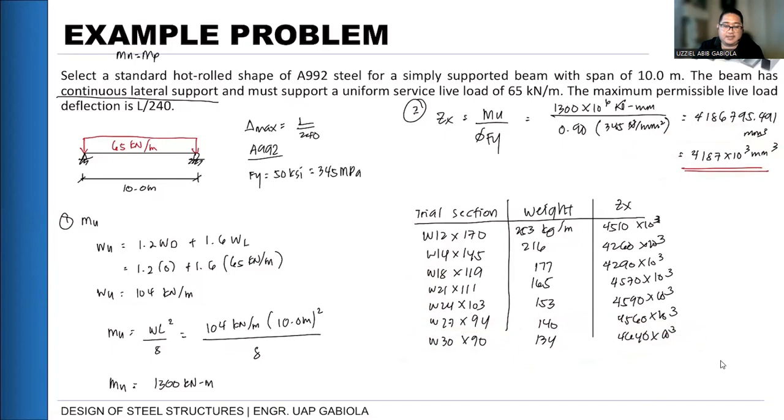So, kailangan i-calculate natin yung ZX ng section, yung actual Z kapag gamit natin yung section na yon. Kasi 'di ba, kinuha natin yung weight. So, meron na tayong value for self-weight. So, meron tayong makukuhang bagong value ng WU, and then meron tayong makukuha na bagong value ng ZX. Dapat yung ZX na makalculate natin is less than doon sa section natin.